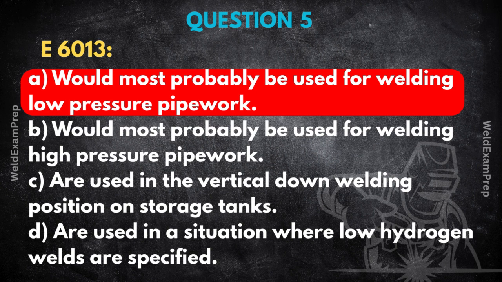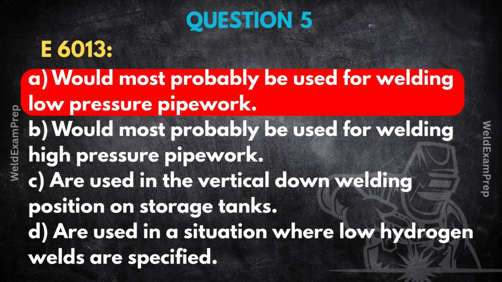Because of this ease of use, they're great for general fabrication, sheet metal repairs, situations where you need a decent weld, but maybe not top-tier mechanical properties or low hydrogen performance. Low-pressure pipework fits that bill perfectly. Ease of use and good appearance are often key there. Makes sense. Easy to use, looks good, fine for less demanding jobs. So why not the other options?